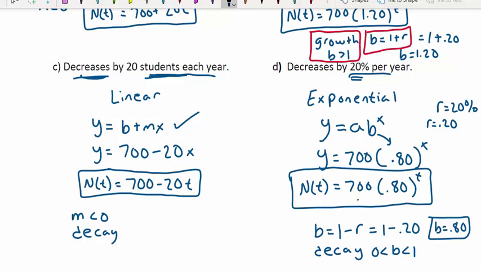This represents a charter school that starts with a population of 700, and a b-value of 0.80 means it is declining 20% every time t goes up by 1, and since time is in years, that means it goes down 20% per year.